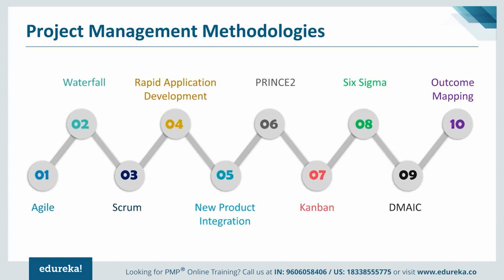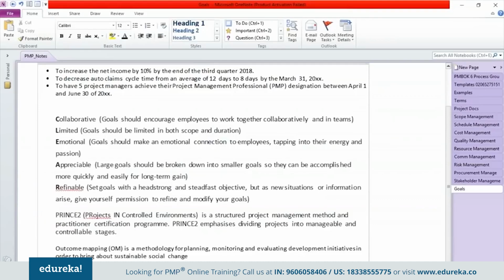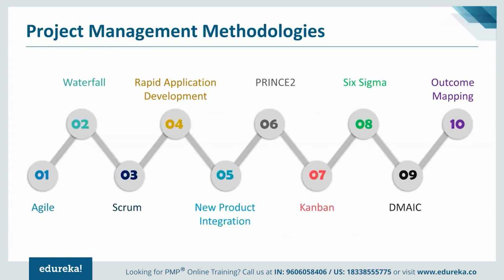DMAIC is one of the methodologies within Six Sigma, which stands for define, measure, analyze, improve, and control. These are the phases of the DMAIC cycle, and when you follow a Six Sigma project, you implement the DMAIC cycle, so you understand how the whole thing works. Outcome mapping is another one. It focuses more on planning, monitoring, and evaluating, which are important activities, mainly from a social change point of view. This is where outcome mapping comes into the picture.